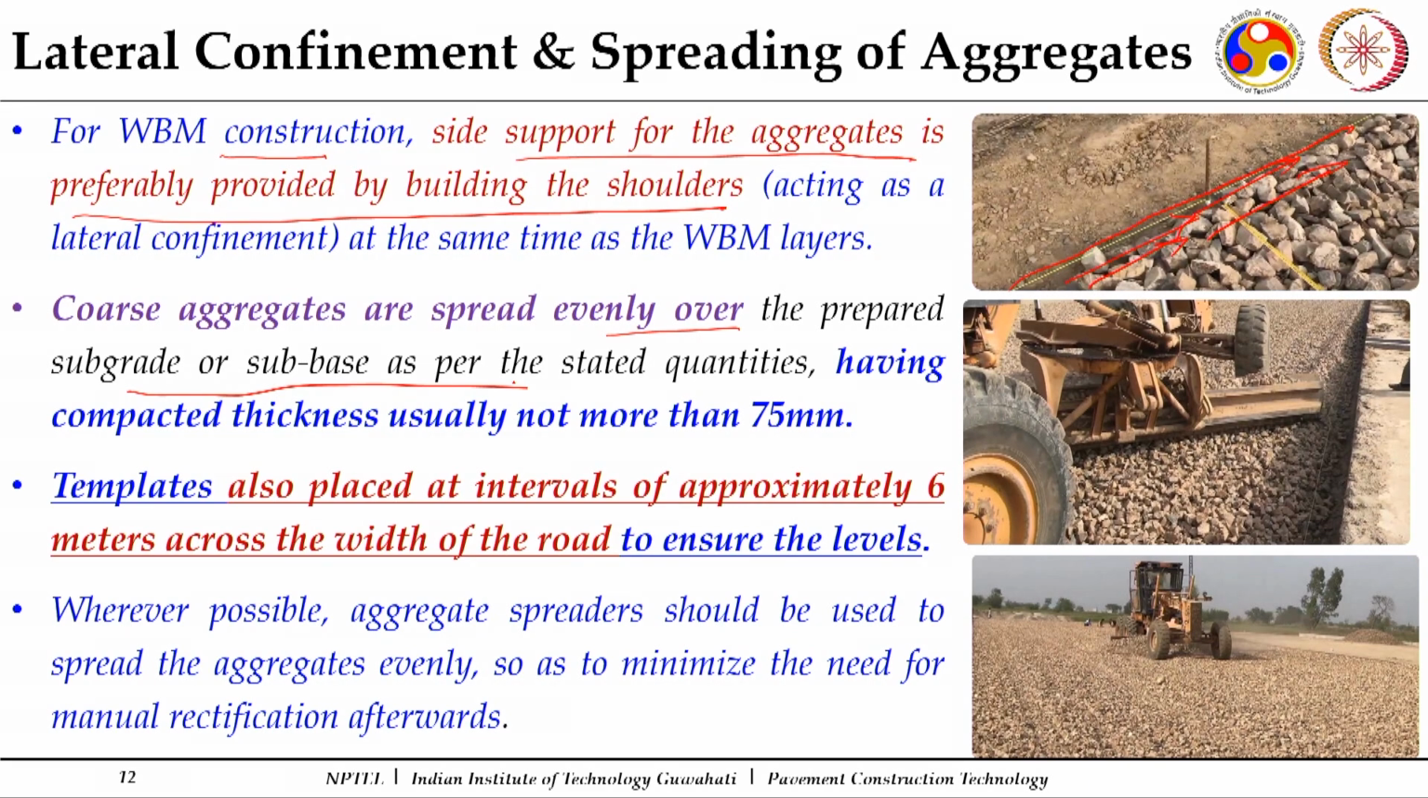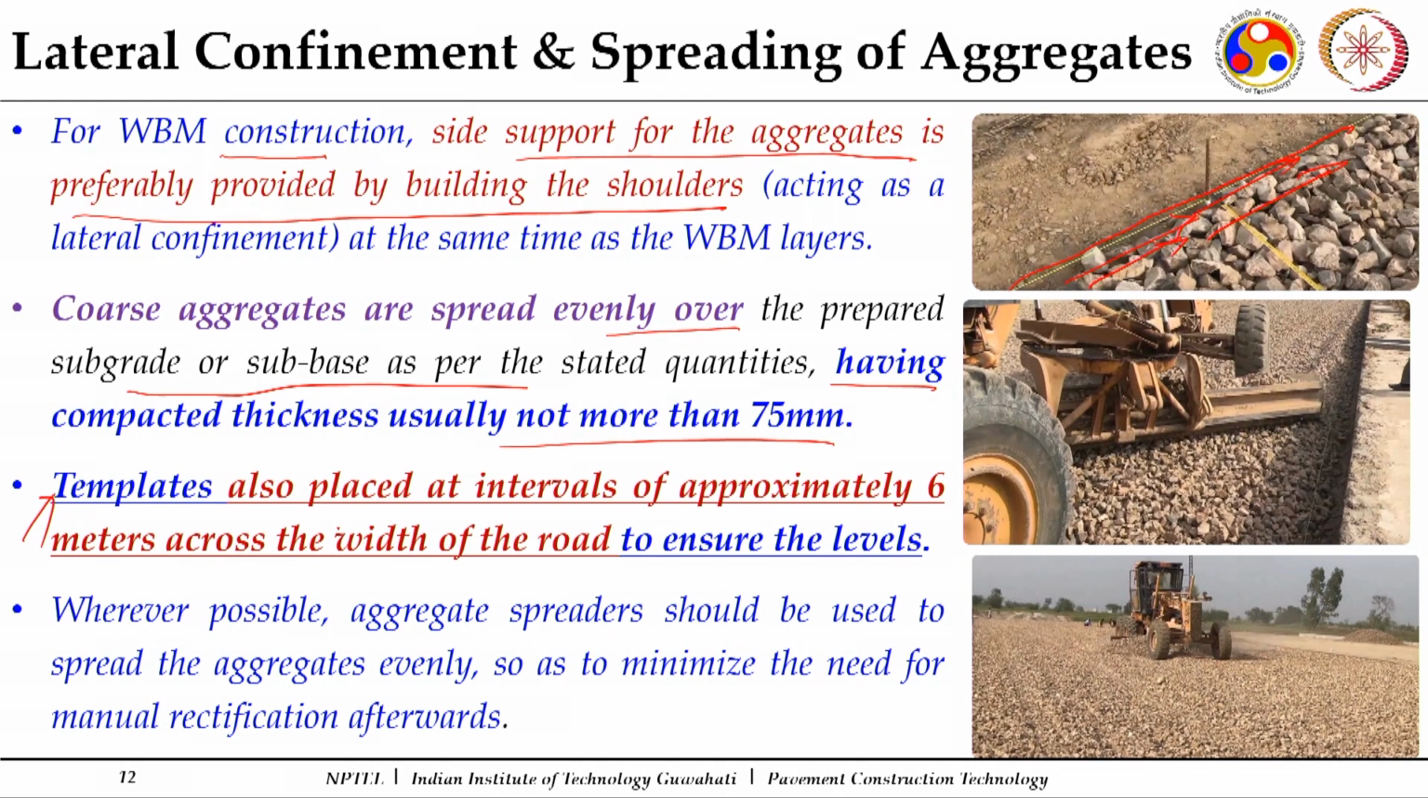This is very important. I will always prefer some mechanical means for spreading these coarse aggregates, so that there is a uniform spread, there is no segregation over it, and preferably a thickness which is not more than 75 mm. Here you can see a motor grader is used for spreading it out. It helps you to maintain the cross slopes also, and along with it I can use templates, so as to ensure that the thickness is 75 mm.